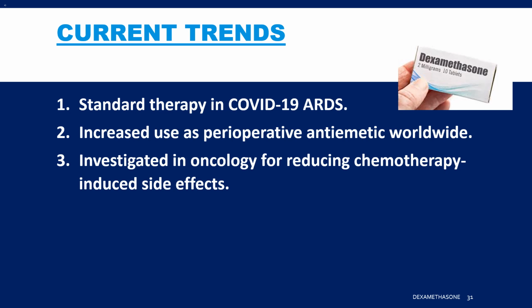2. Increased use as perioperative antiemetic. Dexamethasone is increasingly being used worldwide as a perioperative antiemetic to prevent postoperative nausea and vomiting in patients undergoing surgery, thanks to its potent anti-inflammatory and antiemetic effects.